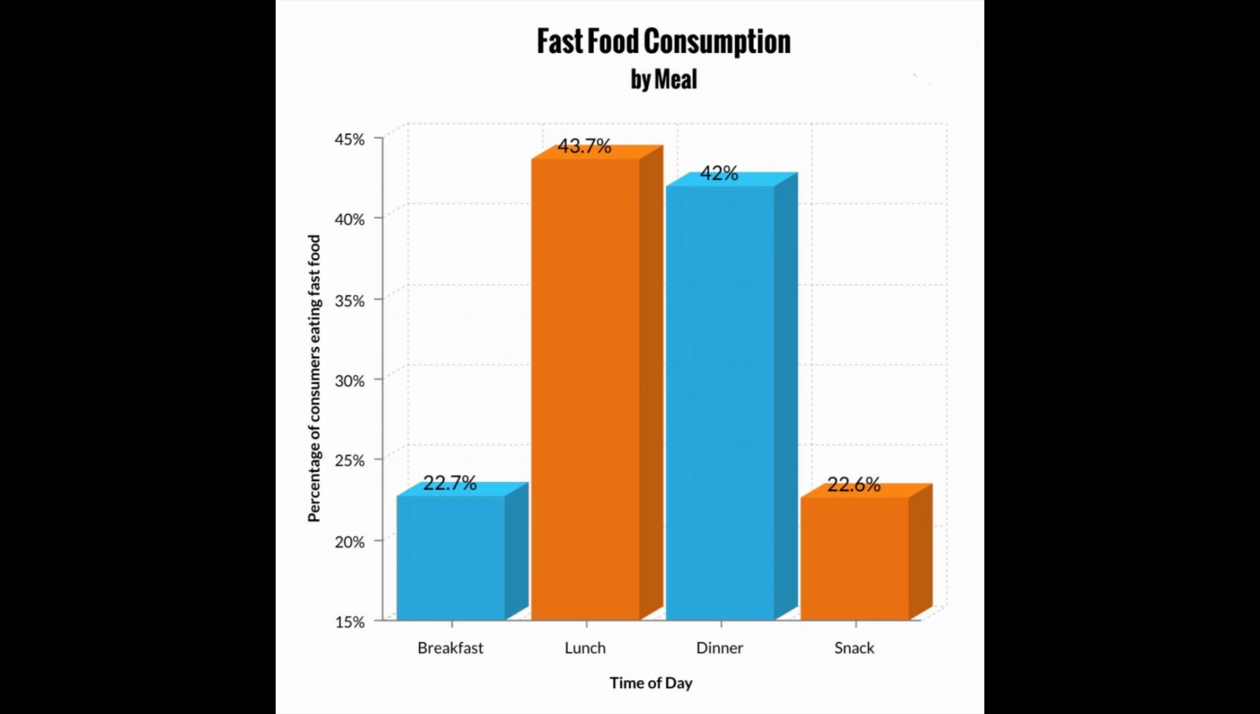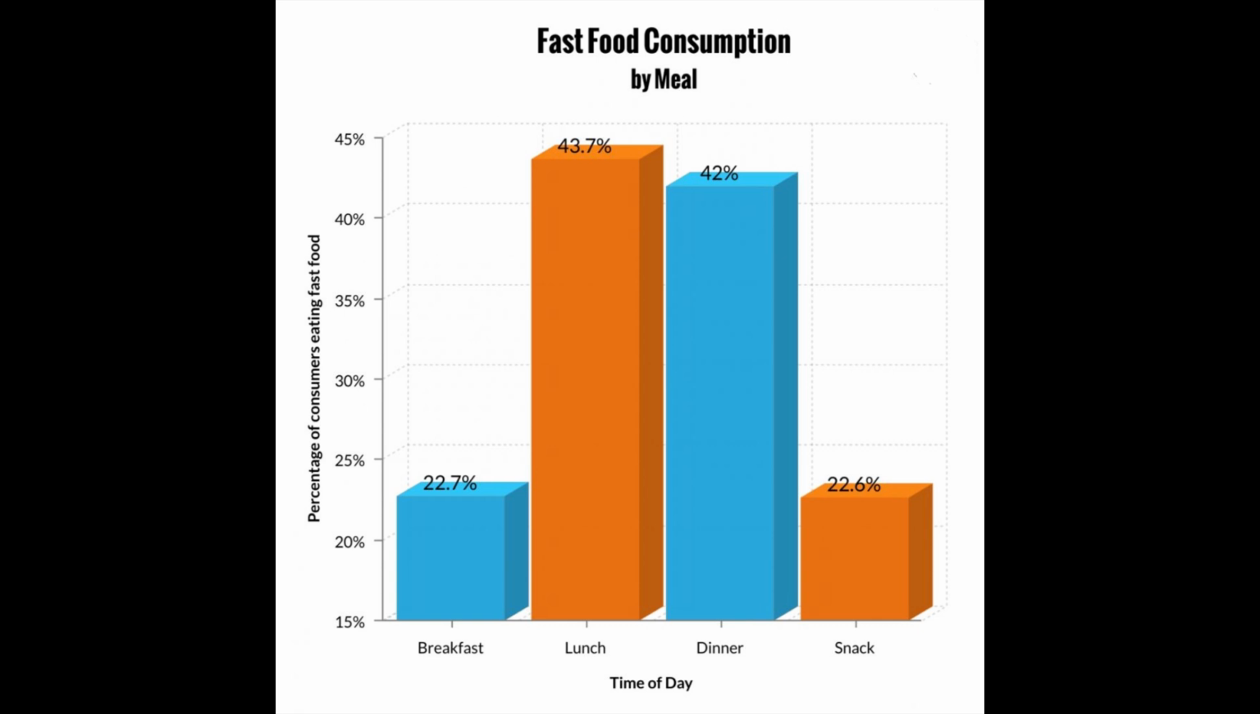The following graph gives information about fast food consumption by meal. The items include breakfast, lunch, dinner, and snack. According to this graph, in breakfast, the value is around 22.7%, and that of snack is lower, which is around 22.6%. You can see from this graph that the highest value of lunch is 43.7.